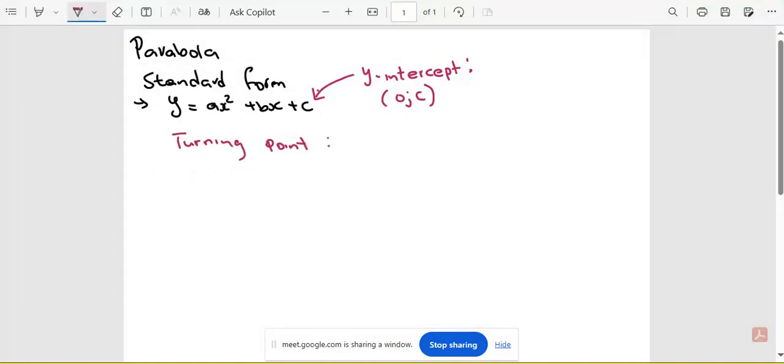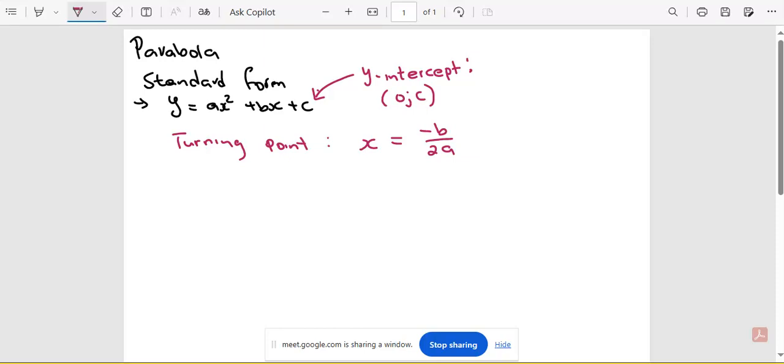Yes. Okay, so now, as I was explaining, this is the turning point. To find the turning point of a parabola, you simply say x equals minus b all over 2a. When it is in this form, you take the value of b with its sign, you sub it in, and also sub in the value of a.